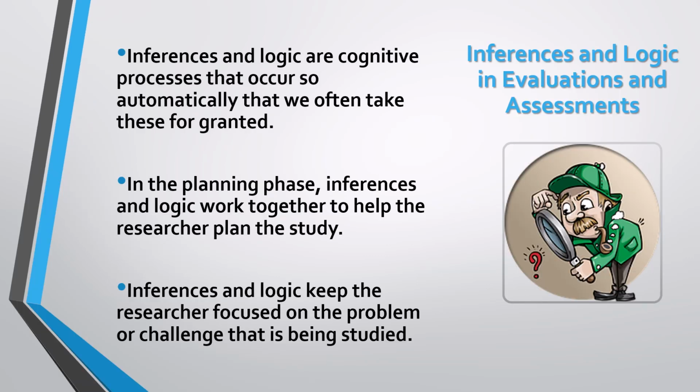So first of all, inferences and logic are cognitive processes that occur so automatically that we take them for granted. That is one of the problems with research. So sometimes we'll go into an organization, and the organization can say something like, "Oh, I'm having problems with my staff coming to work late," and immediately the evaluator starts thinking, "Oh, they're coming at a time in the morning where there's a lot of traffic."